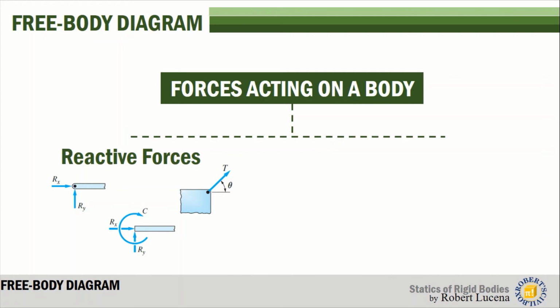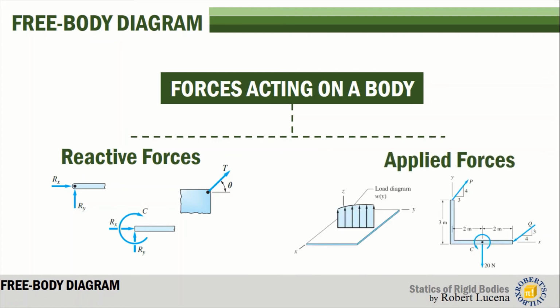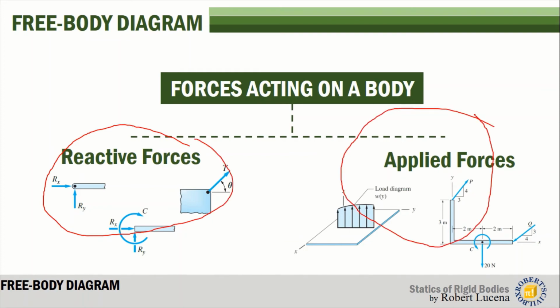So if the type of support is determined, you already know what the unknowns are. So you can replace those types of support with their equivalent reactive forces. And the applied forces are the load diagrams, the concentrated loads, the couple. This will all compose your free body diagram. So we have discussed these reactive forces, and we have also discussed these applied forces. And those are the forces that make up the free body diagram of the structure.